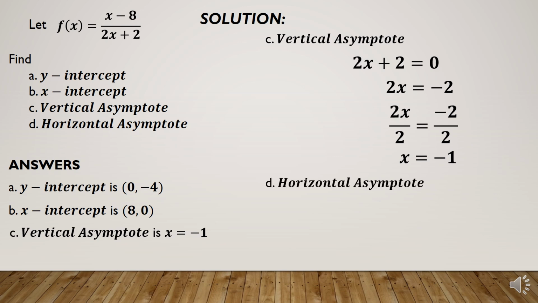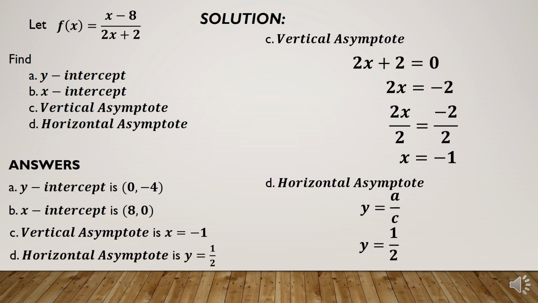And lastly, the horizontal asymptote. To find the horizontal asymptote, since you have observed that the given rational function has the same degree in the numerator and denominator, both are degree 1, therefore, we will now apply y is equal to a over d. Then, the value of a is 1, which is the leading coefficient of the numerator, and the value of d is 2, which is the leading coefficient of the denominator. Then, the horizontal asymptote is y is equal to 1/2.